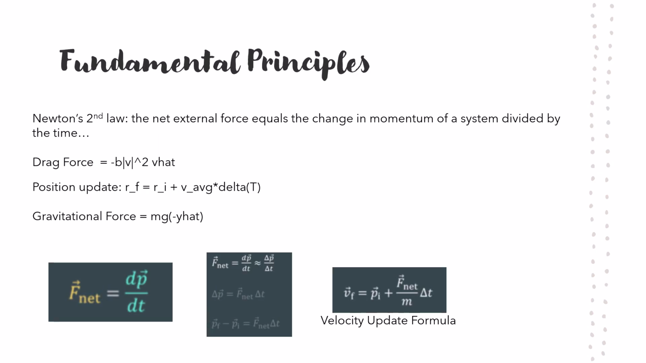But before we can do that, we have to go over some fundamental principles. So obviously, we're going to be starting off with our strong Newton's second law: the net external force equals the change in momentum of the system divided by the time. And here are some extra forces we're going to take note of: gravitational force and our drag force, which are going to be playing big roles in adjusting our net force and therefore our velocity. We're going to have the position update, which is important for our graphs to see the difference between the predicted versus the tracker. And we have FNet, of course, we went over that, and the velocity update formula.